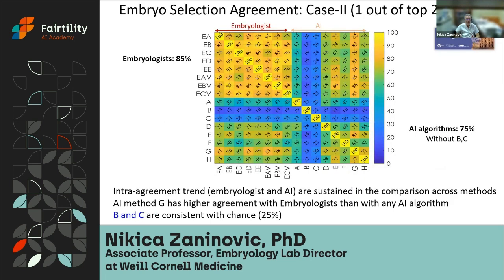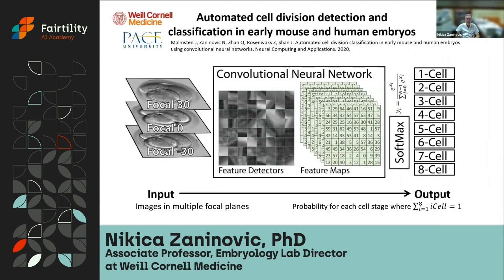Now, if we look at the second case, when we ask what is clinically relevant, we want to know how the agreement is if we are choosing one of the top 2 embryos, not just the top embryo, but one of the 2. So embryologist agreement rose to 85%, and for AI algorithms without the random selection, it's about 75. Still, this agreement is relatively high now, but it's not coming to the 90s. So that's one of the biggest problems.